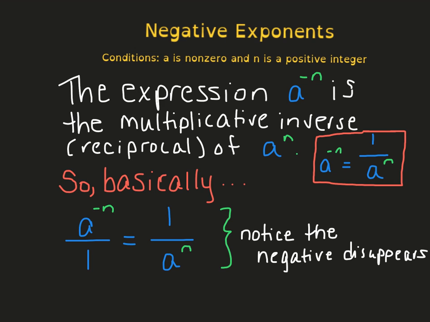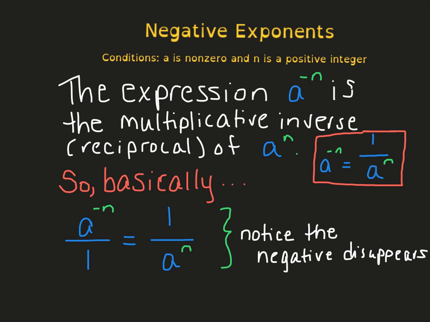So here's our definition. The expression a to the negative n is the multiplicative inverse. There's your word there. Multiplicative inverse just means reciprocal. Multiplicative inverses means if you take a fraction, you flip it upside down, and if you multiply them together, they give you 1. So it's just the reciprocal of a to the n, but it's positive now. So a to the negative n is equal to 1 over a to the nth power.